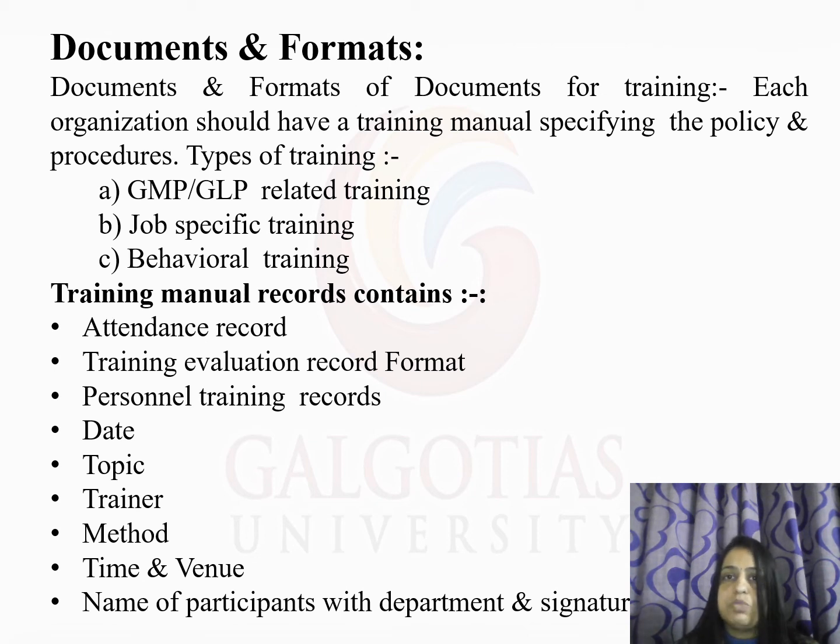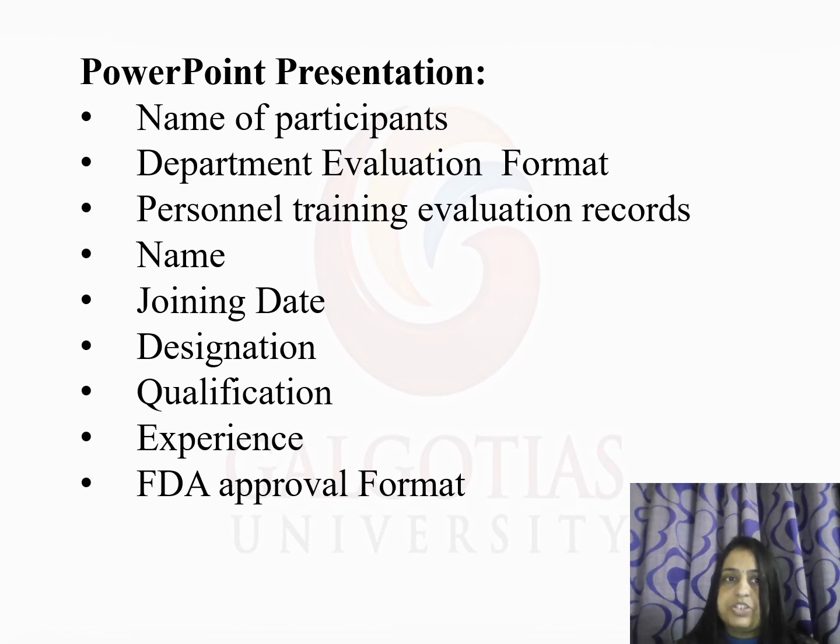Then documents and format. Documents are the format of documents for training. Each organization should have a training manual specifying the policy and procedure. Types of training include GMP, good manufacturing practices, or GLP, good laboratory practices related training, job specific training, or behavioral training. Then the training manual record contains attendance record, training evaluation record format, personal training record, date, topic, trainer, method, time and venue, name of participant with department and signature. Then the presentation should include name of the participant, department, evaluation format, personal training evaluation record, name, joining date, designation, qualification, experience, FDA approval format.